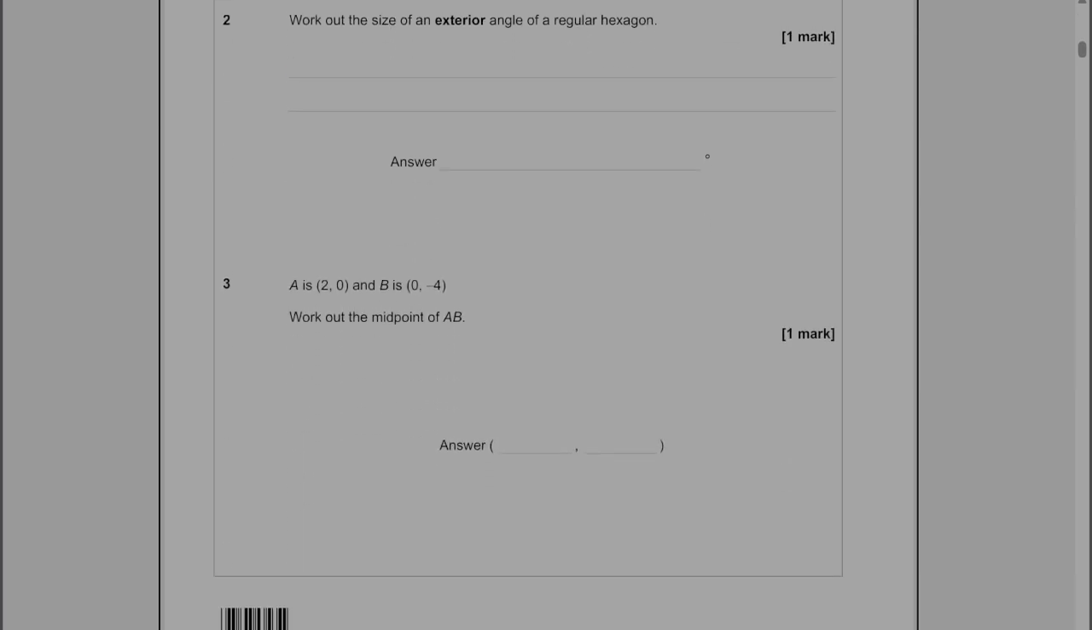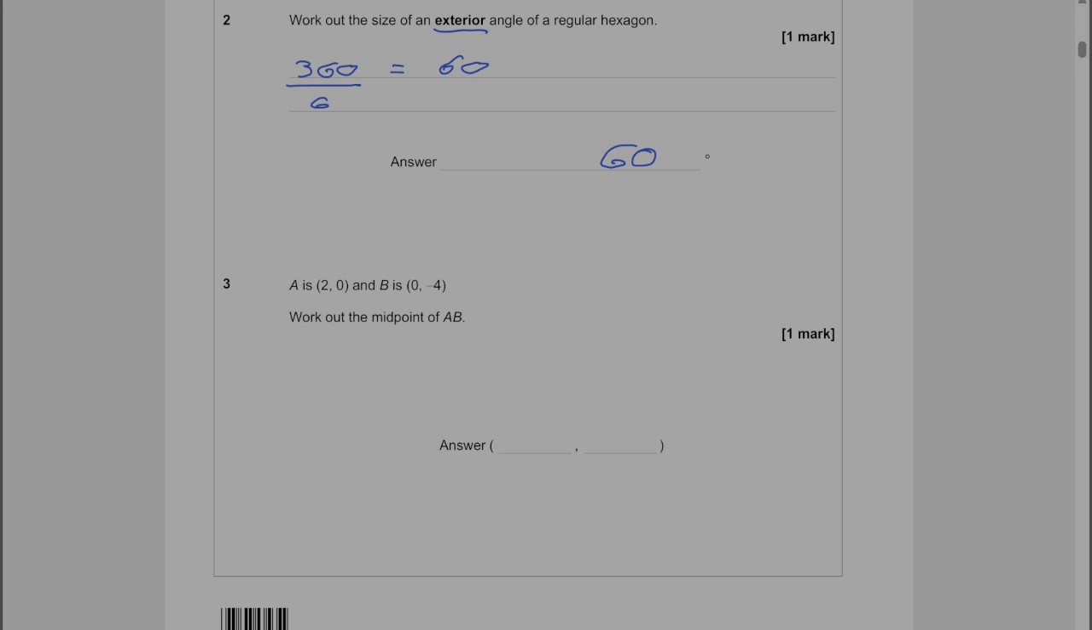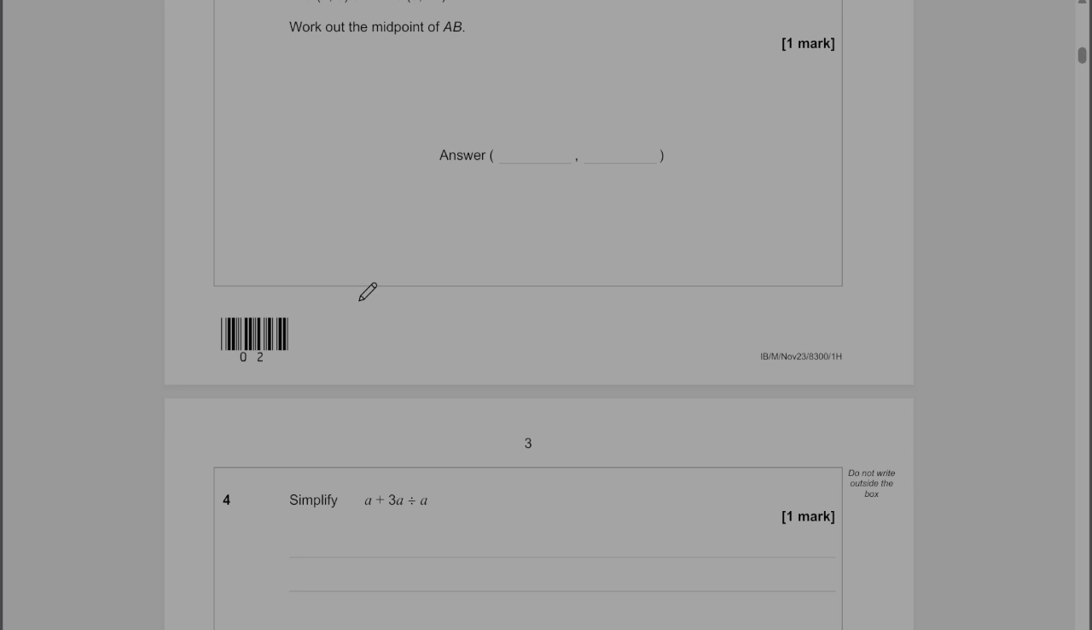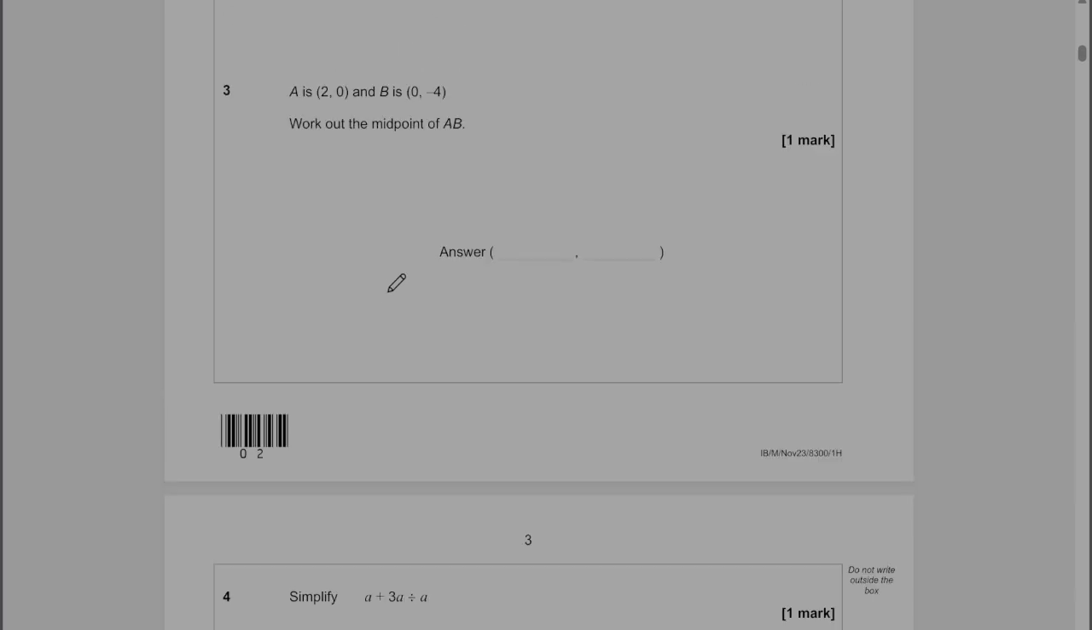Okay, question 2. Work out the exterior angle of a regular hexagon. So the exterior angle is just going to be 360 divided by the number of sides, so divided by 6. So that's going to be 60 for the exterior. If it was the interior, I would do 180 minus that.